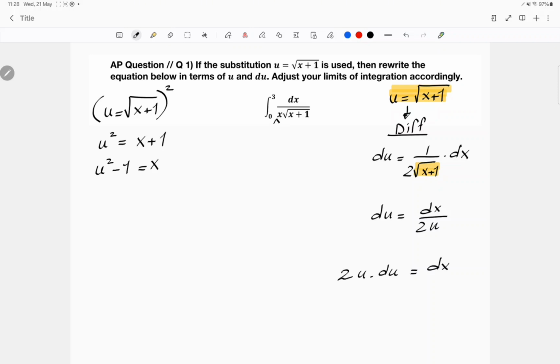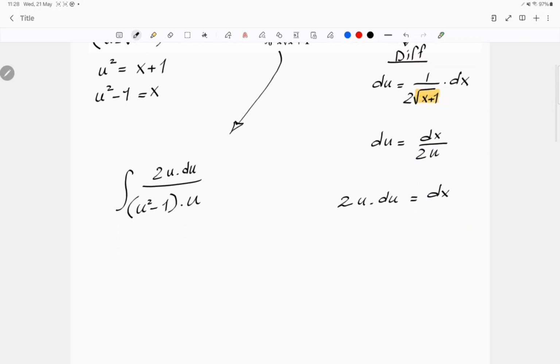Now I'm ready to replace things here. Now look, dx will be replaced with 2u du. Instead of x, I'll put u squared minus 1. And instead of root of x plus 1, I will put u. And now it's time to simplify by taking out the u terms, right? So we're going to be having right now 2 du u squared minus 1.